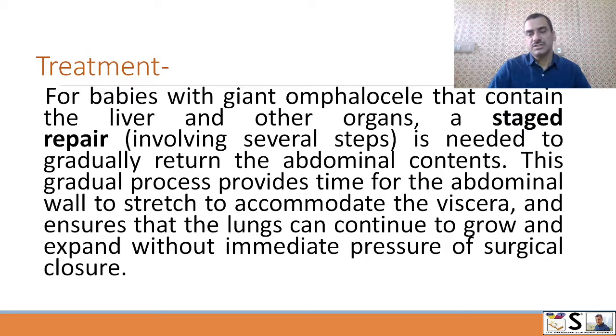For babies with giant omphalocele that contain the liver and other organs, a staged or phased manner repair, which involves several steps, is needed to gradually return the abdominal contents back. This gradual process provides time for the abdominal wall to stretch and to accommodate the viscera or organs and ensures that the lung can continue to grow and expand without the immediate pressure of surgical closure.